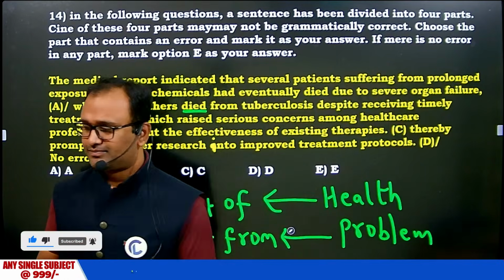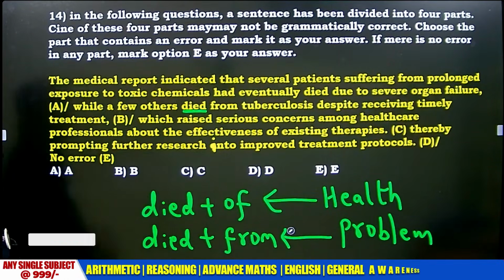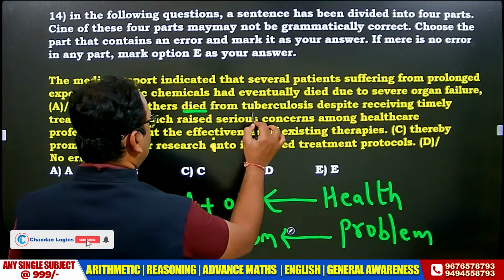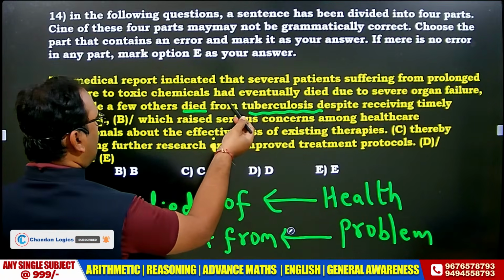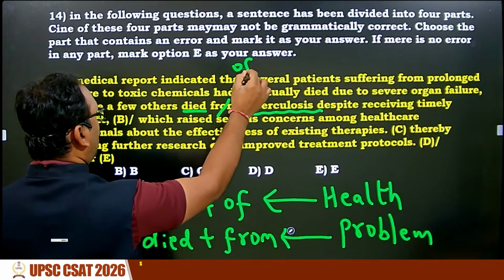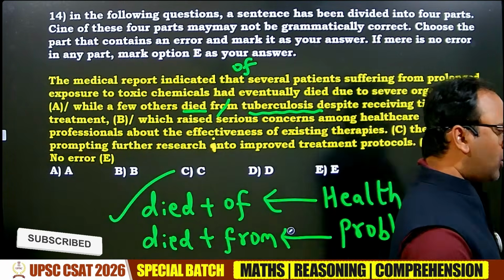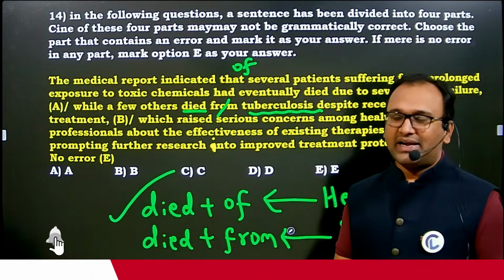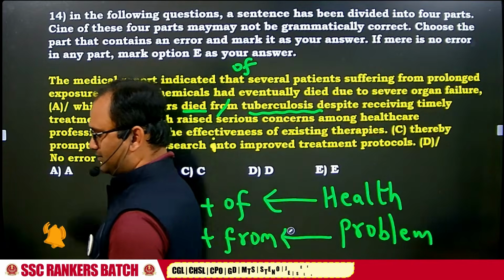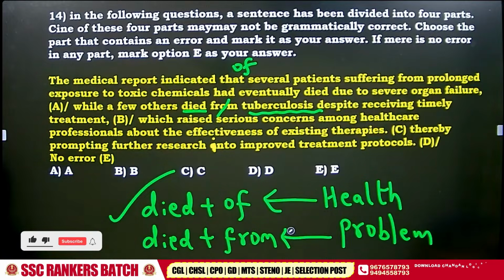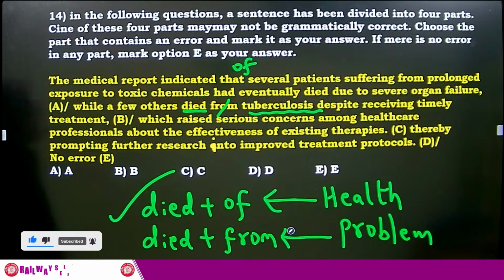Am I clear? So here you're talking about tuberculosis. It is a disease, right? So you can't say died from. You better say died of. That is why I always say practice the rules of the grammar so perfectly that questions like this can be easily answered, guys.